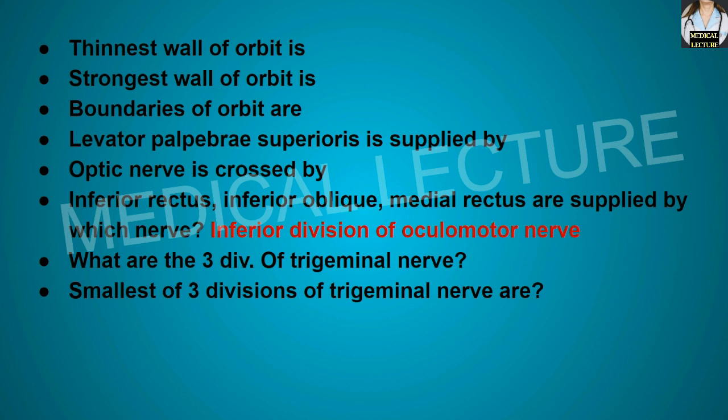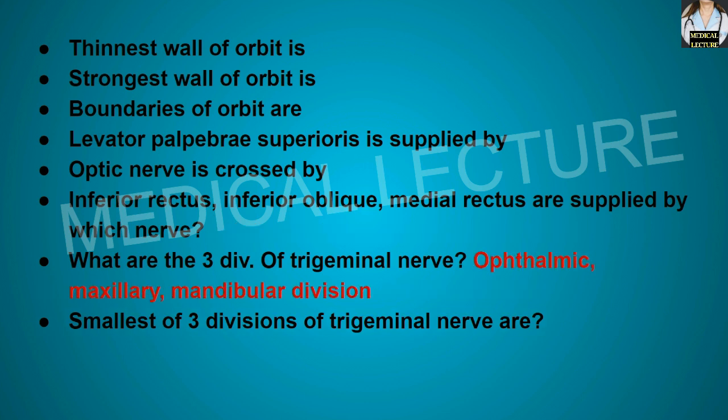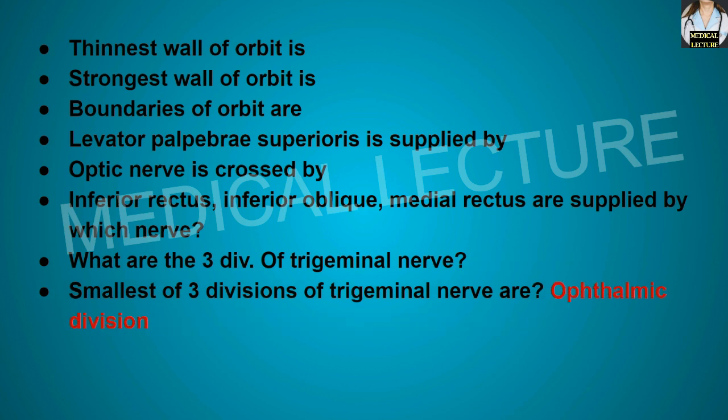Now what are the three divisions of the trigeminal nerve? So they are the ophthalmic, maxillary and the mandibular division of the trigeminal nerve. So these are the three divisions of the trigeminal nerve. Now the smallest of the three divisions of the trigeminal nerve is the ophthalmic division.